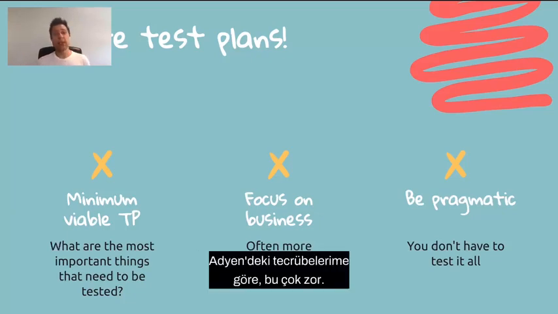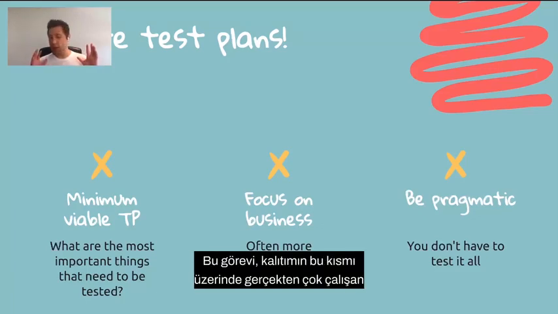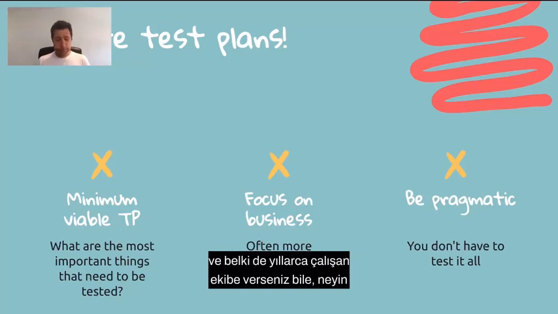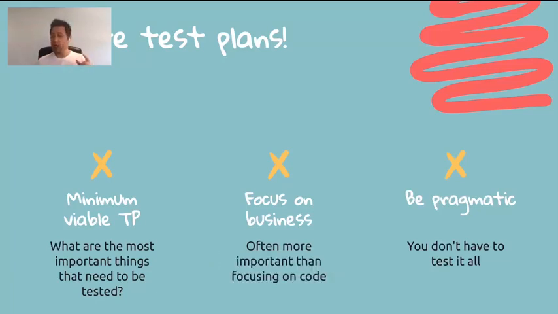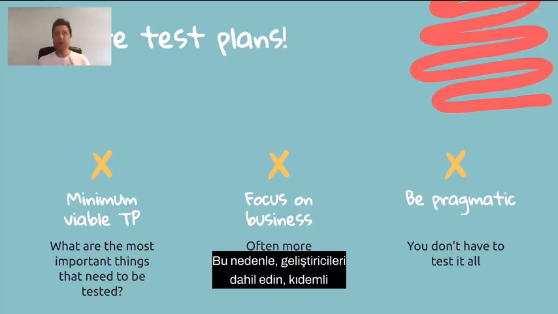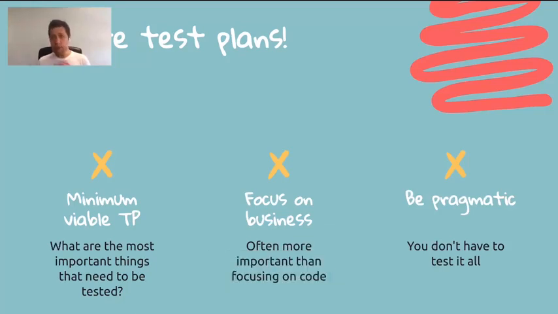From my experience at Agile, this is very hard. Even if you give this task to the team that is really working hard and for maybe years on that part of the legacy, they still don't have a lot of clarity on what needs to be tested. So involve developers, involve your senior engineers, your staff engineers, your product managers. Try to come up with this minimum viable test plan, and this is what you should focus on.